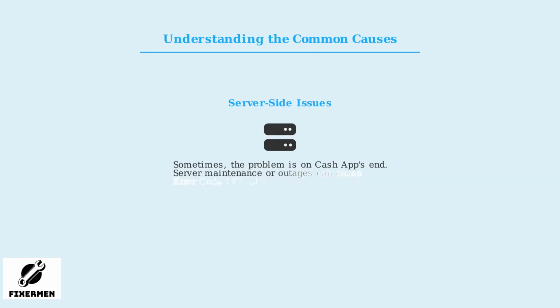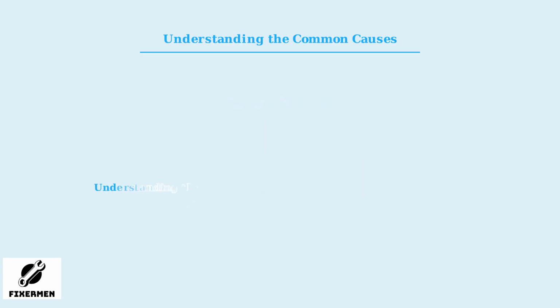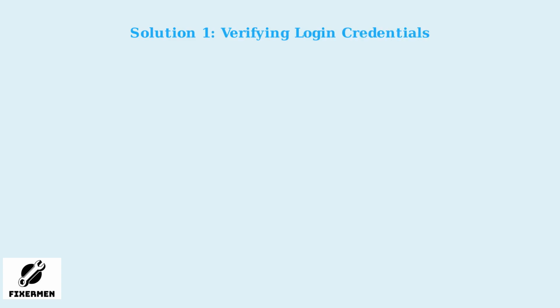Finally, server-side issues at Cash App can lead to error code 102. This might happen during maintenance or unexpected outages. In such cases, the issue is temporary and usually resolves on its own. By identifying which of these common causes applies to your situation, you can take the appropriate steps to resolve error code 102 effectively. The first solution to fix Cash App error code 102 is to verify your login credentials.